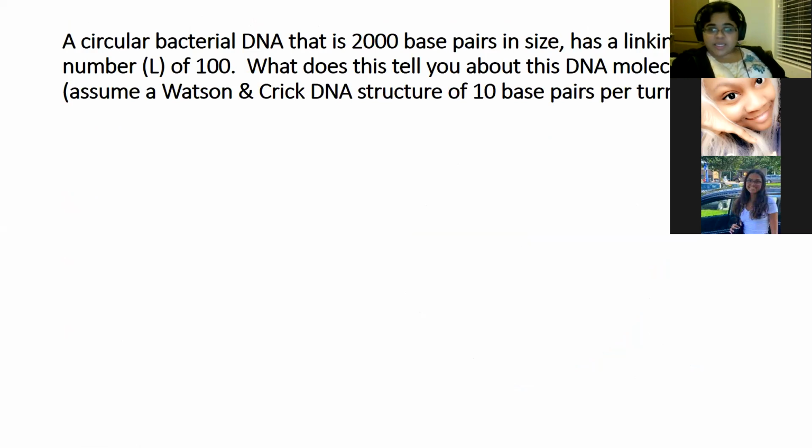As we had a question regarding supercoiling and linking number and all that fun stuff, I added 2 questions on here just to give you guys an example. A circular bacterial DNA that is 2,000 base pairs in size has a linking number of 100. What does this tell you about the DNA molecule itself? Assume a Watson and Crick DNA structure of 10 base pairs per turn. So looking at this, what can we actually know about this molecule? Any ideas?